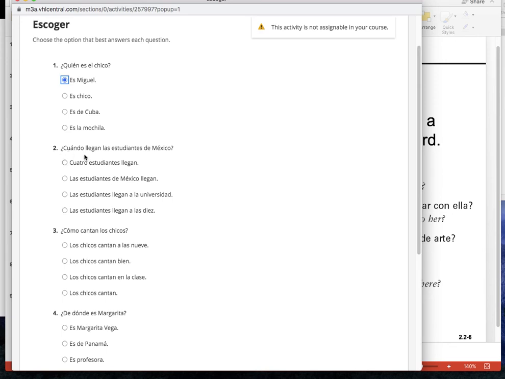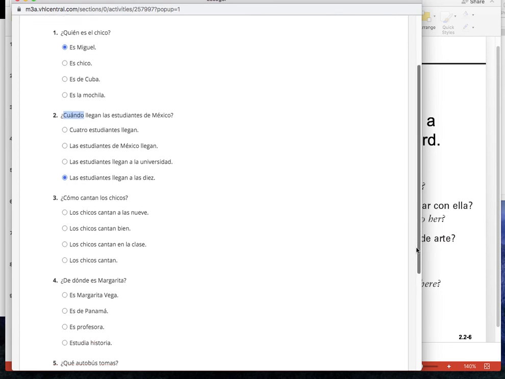Número dos. ¿Cuándo llegan los estudiantes de México? All right, so here are the four options. Los estudiantes de México llegan. Los estudiantes llegan a la universidad o los estudiantes llegan a las 10. Pause it. Okay, and we're back, and the only one that would make sense here is los estudiantes llegan a las 10 because cuándo is asking when, right? We want to know when the students are arriving from Mexico.